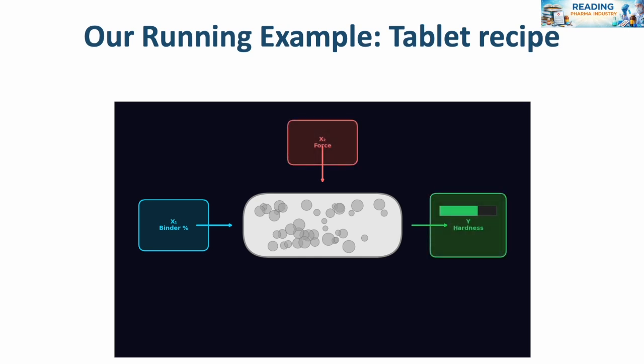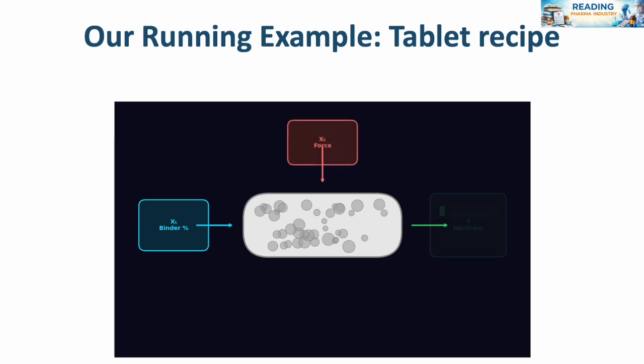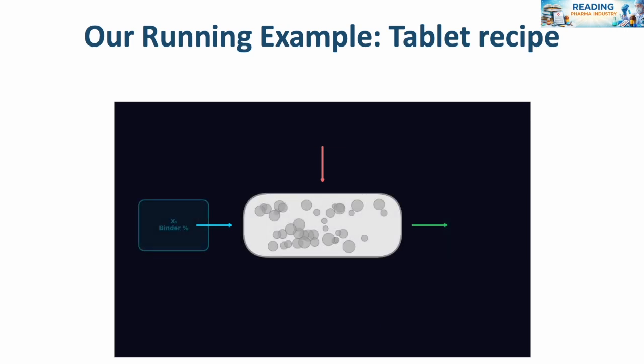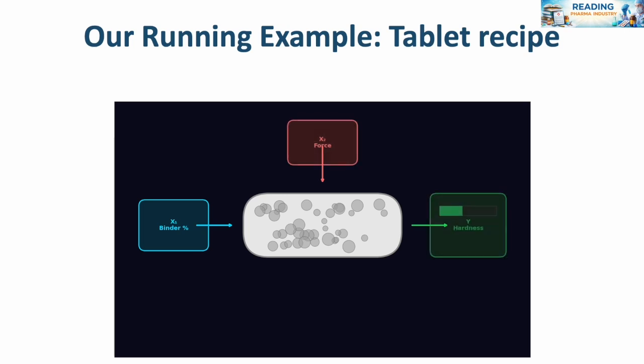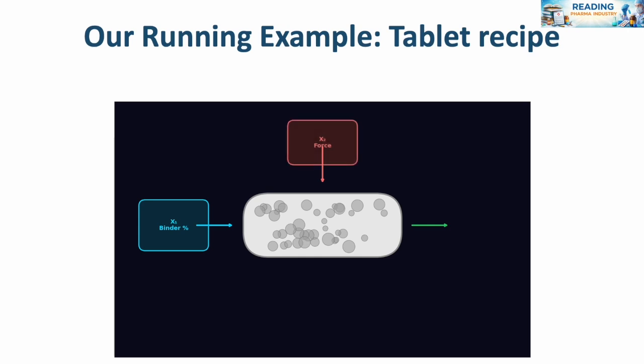So in our experiment, we are going to study how tablet hardness is affected by two factors. Tablet hardness means how easily they break. So we will use two factors. The first one is the binder concentration. That is the ingredient that holds the tablet together. And the second factor is the compression force. That tells us how hard we need to press the powder in the tablet press to get the tablet.